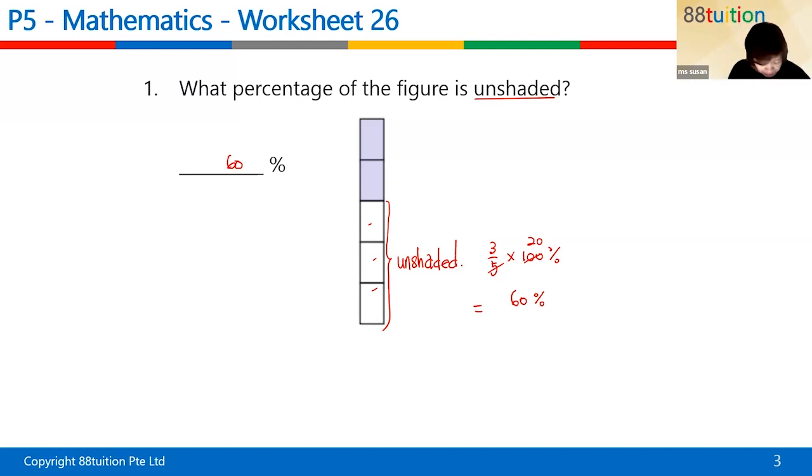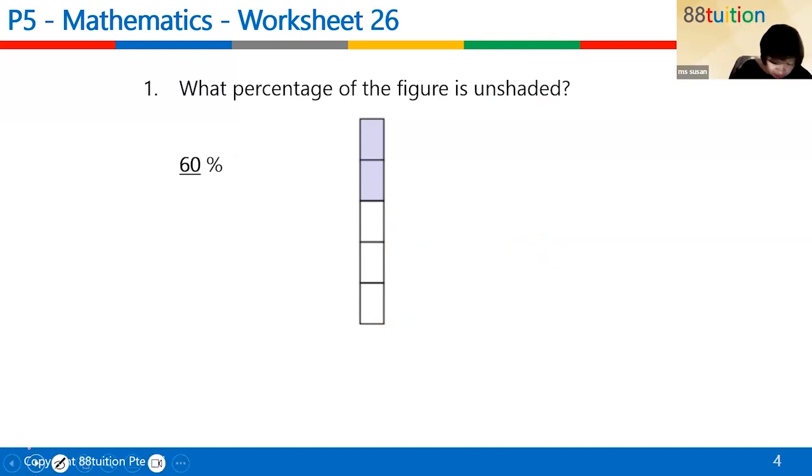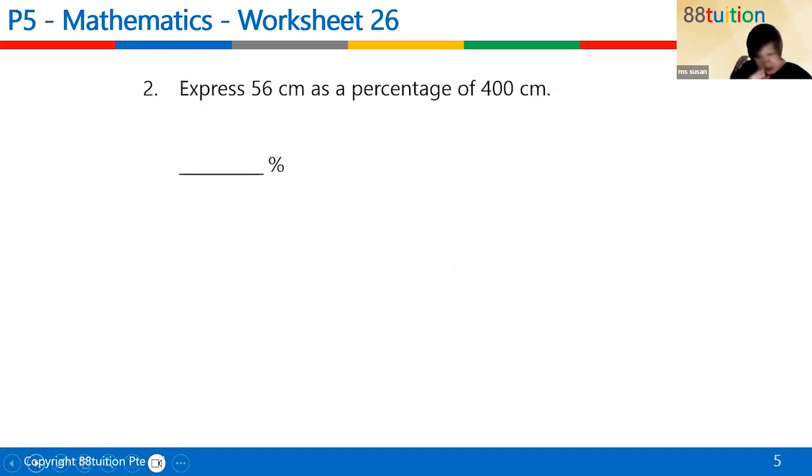Next question, can you type your response here? Express this as a percentage. Let me take a look. Okay, as a percentage. Remember, Mr. Ong also mentioned before, when you see a percentage means multiply by 100%. So anything multiply 100% to give you. So what I'm going to do is to express them into a fraction first. 56 out of 400. Multiply by 100%, reduce them to the simplest form.